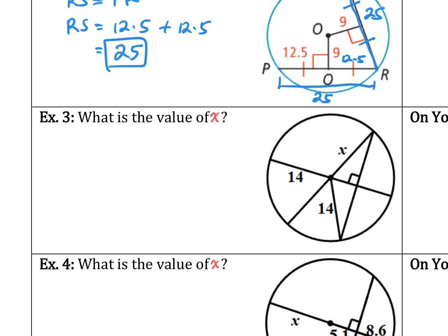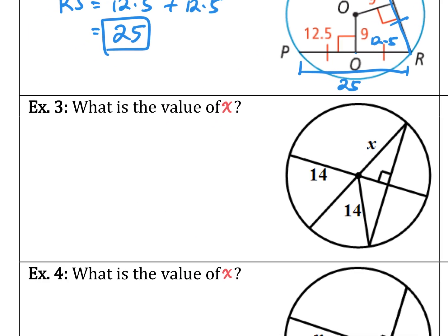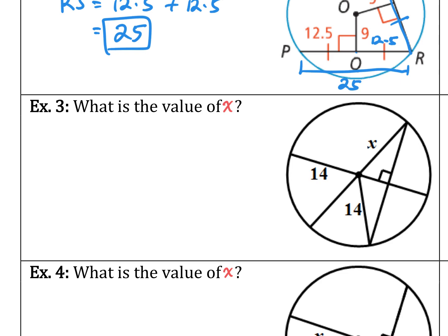Okay, let's go to the next. What is the value of x? Okay, so x in here is actually what? It's called a radius. So how many radii do we have? We have 1, 2, 3, 4, and then this 5, okay?